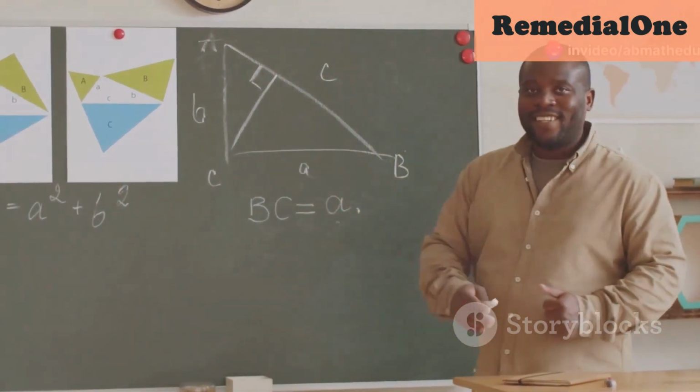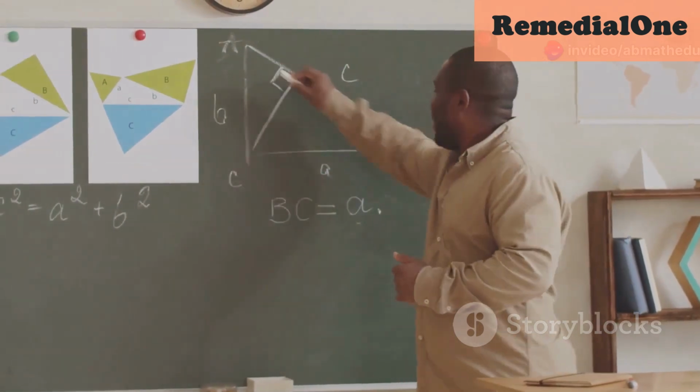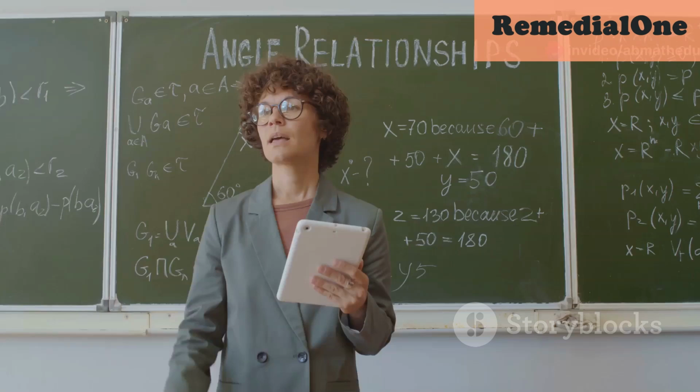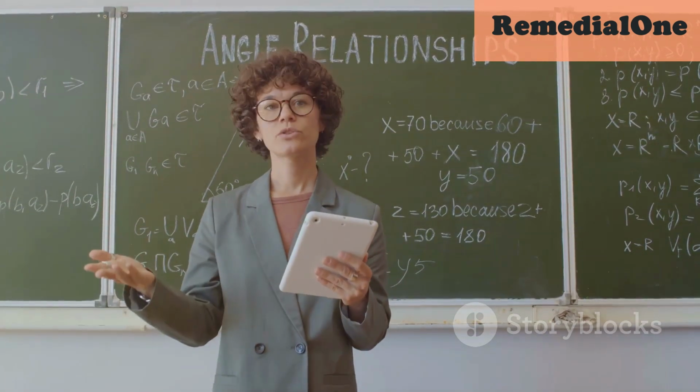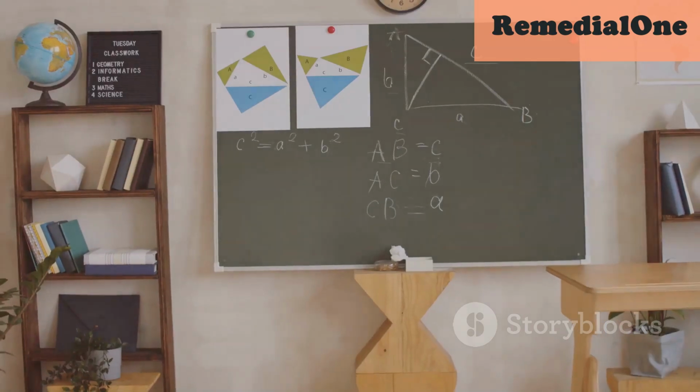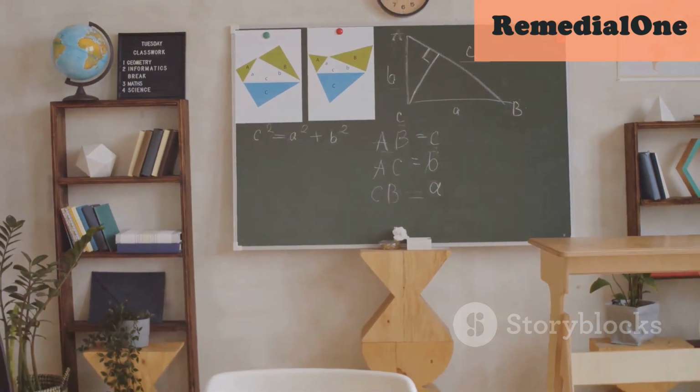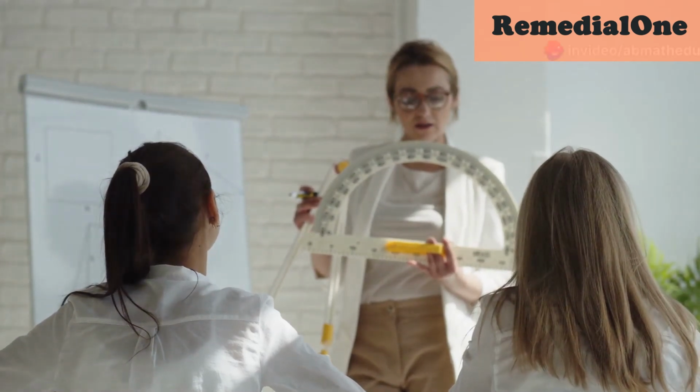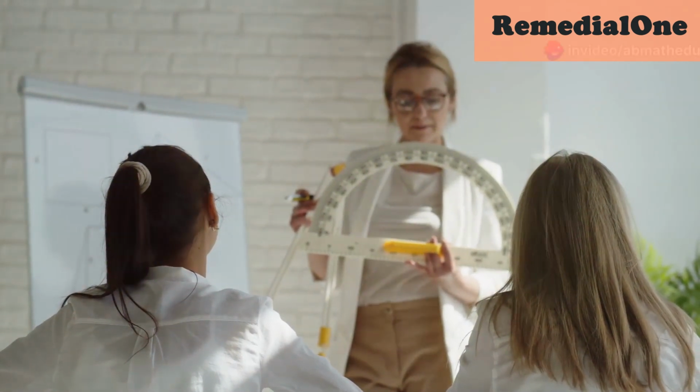Circles are everywhere in geometry, and understanding their properties is crucial for acing your WASSCE. We'll explore key concepts like inscribed angles, central angles, and angles formed by tangents and chords. By the end, you'll be able to navigate those circle diagrams and find missing angles with ease.